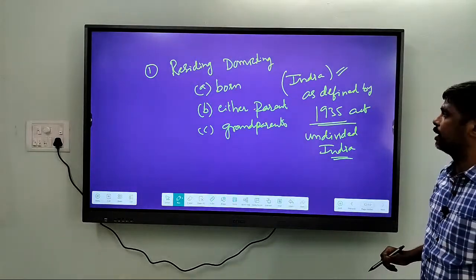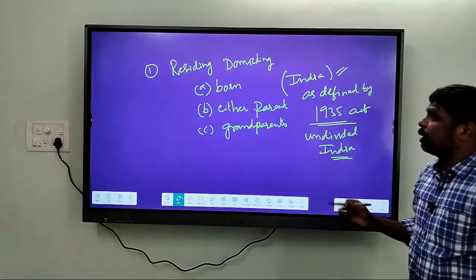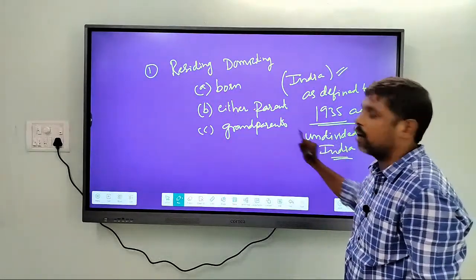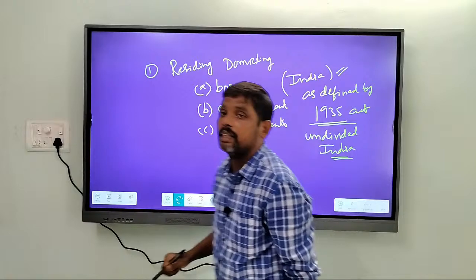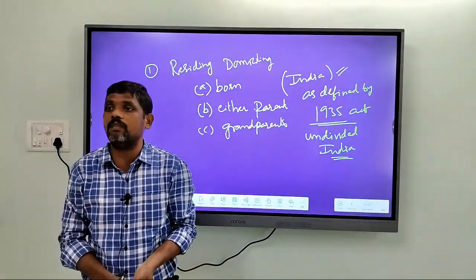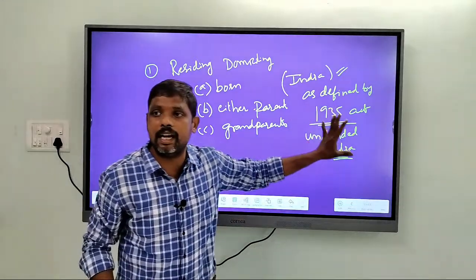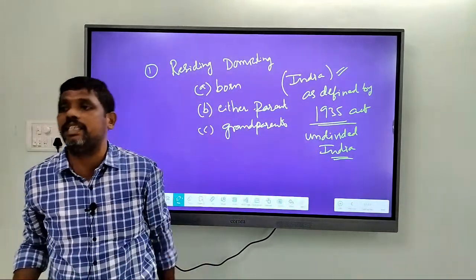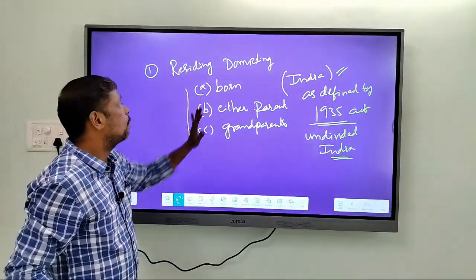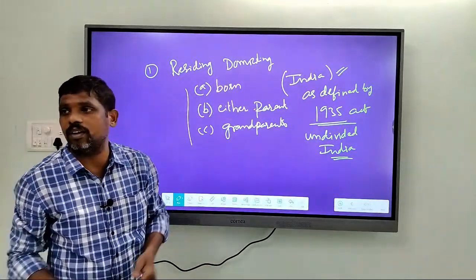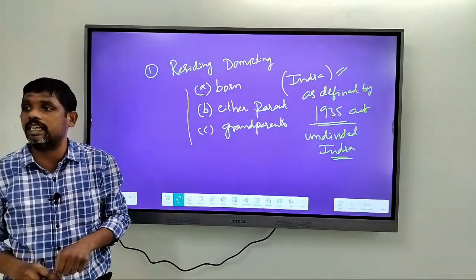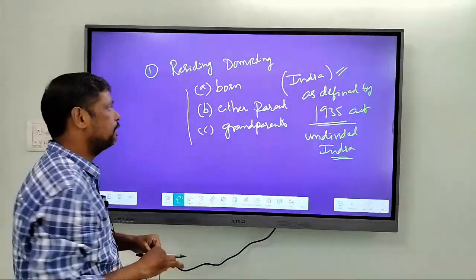India that is undivided. Remember, the person should have been born in India, that is undivided India, or either of the parents or either of the grandparents. So any one of them should have been born in India. To be called an Indian citizen, these are the conditions. One of these conditions should be fulfilled, right?